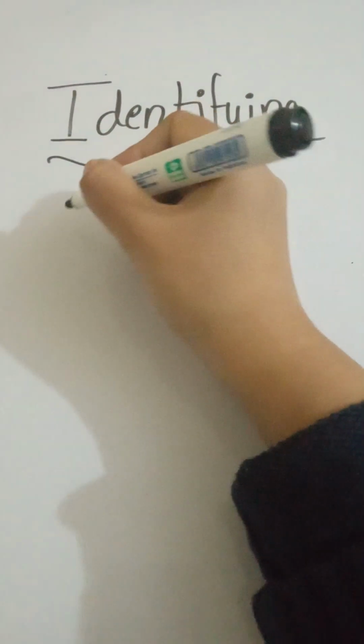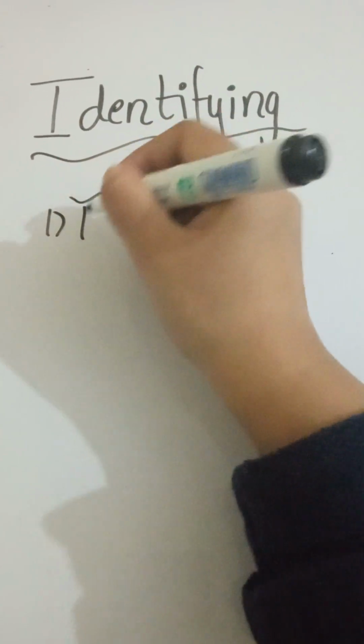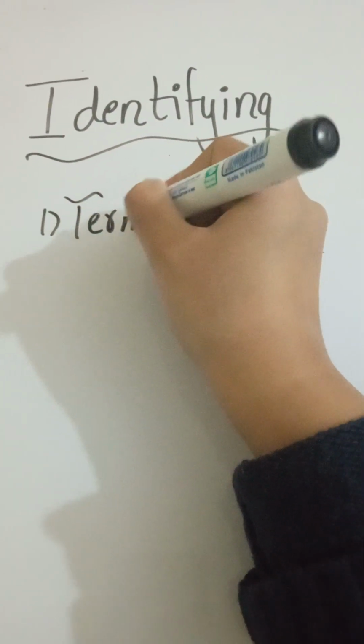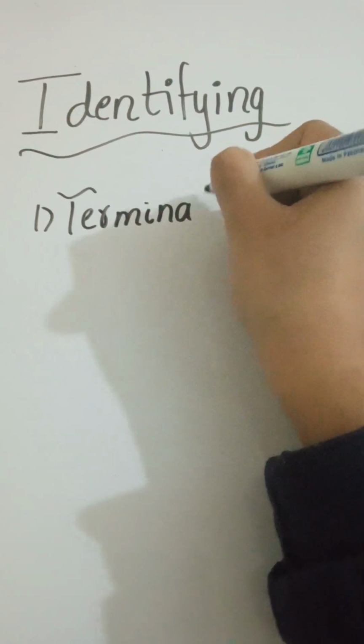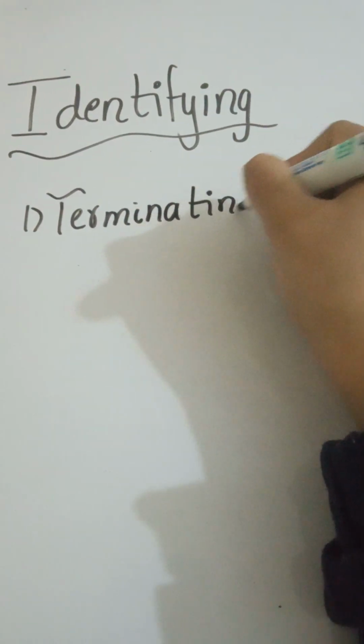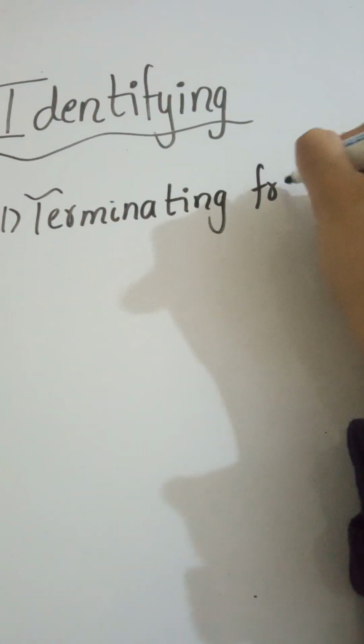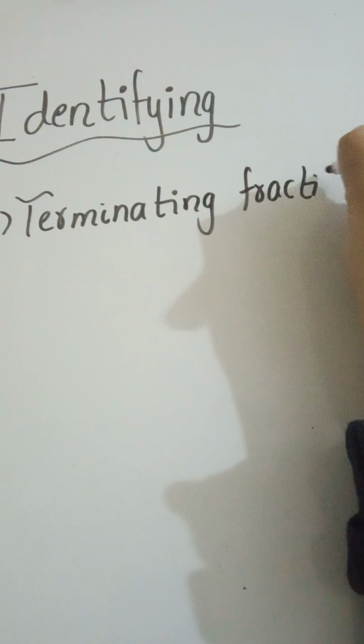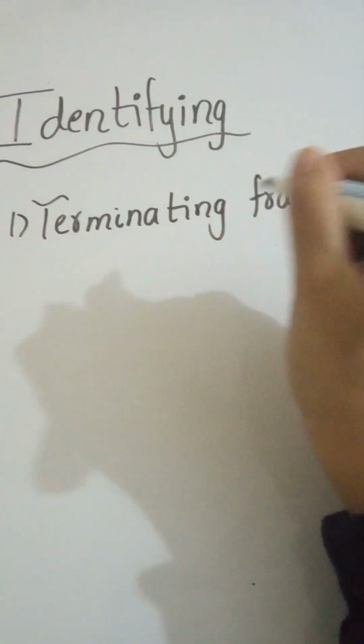Now we will move towards the video on identifying what rational and irrational numbers are, and the difference between them. First of all, for that we have to learn four definitions, four terms we all have to know. The first term is the terminating fraction. What is a terminating fraction? When we divide a fraction, we get a decimal number which stops after the point.